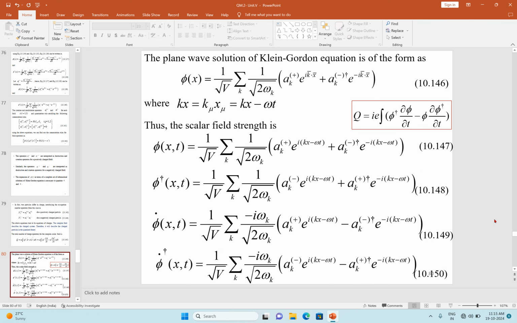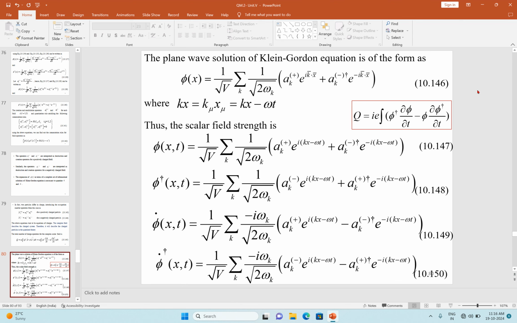Now, as I said earlier, the field function can be written in terms of creation and annihilation operators, as well as the plane wave solution. The plane wave solution of the Klein-Gordon equation is given by this formula: phi of x equals 1 by root V, summation over k, 1 divided by root of 2 omega k, (a_k plus e to the power ikx plus a_k minus dagger e to the power minus ikx). Now kx is equal to k_mu x^mu in 4 dimensions, so we will have to include the time coordinate.